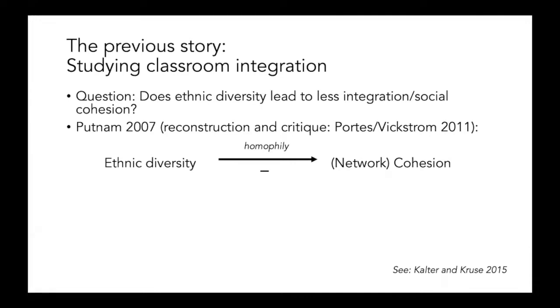And the basic Putnam idea, as there is a nice reconstruction and critique by Portes and Vickstrom in the Annual Review of Sociology, is that ethnic diversity should lead to less social cohesion in the sense of network cohesion. The basic mechanism is homophily, the very solid empirical fact that there is a preference for same-group actors among almost everybody, whether it is gender, education, or ethnicity, and this naturally leads to less social cohesion. That's the traditional, classical Putnam question.